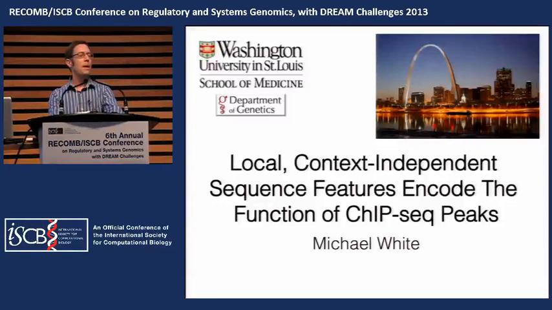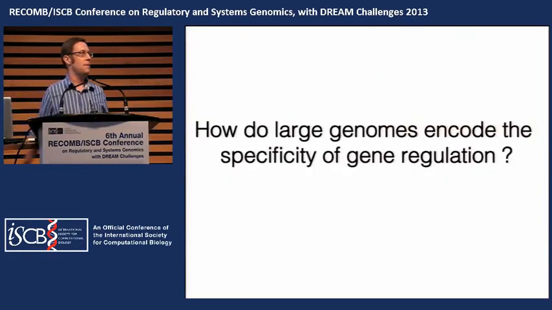So many of us are here at this conference because we're interested in the remarkably specific patterns of gene expression that are central to life. And one of the fundamental questions that we have to answer is, how is that specificity achieved? How do genomes, and large genomes in particular, encode the specificity necessary for gene regulation? An illustration of the problem we face is the transcription factor that has to find its binding site in the middle of a vast excess of alternative binding sites.